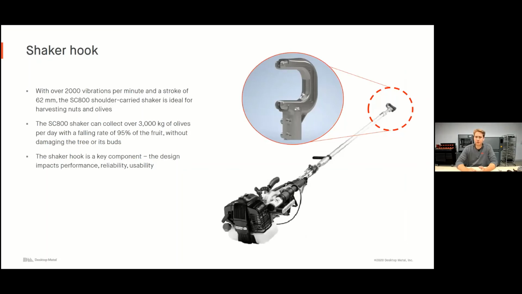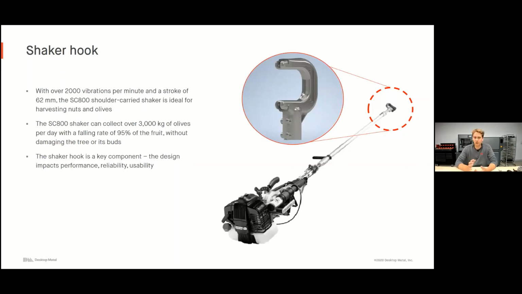This part vibrates over 2,000 times per minute, has a stroke of 62 millimeters, so quite a large stroke, and is ideal for harvesting nuts and olives. So this shaker hook that you're seeing here can collect over 3,000 kilograms of olives per day with a falling rate of about 95%. So this means it's getting 95% of the fruit or nuts off the tree without damaging the tree or any of its buds. It's a very key component.